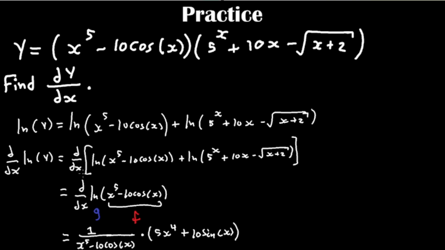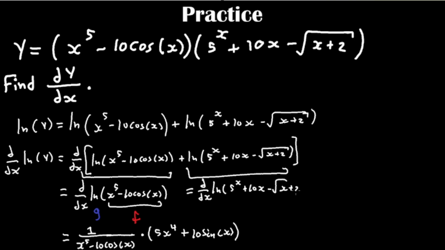Alright, so this is just for this bit. What about for this bit? Well, it's going to be a similar process. The derivative of the natural log of 5 to the x plus 10x minus the square root of x plus 2. We're going to have a 1 over, because that's the derivative of natural log. So 1 over 5 to the x plus 10x minus the square root of x plus 2.